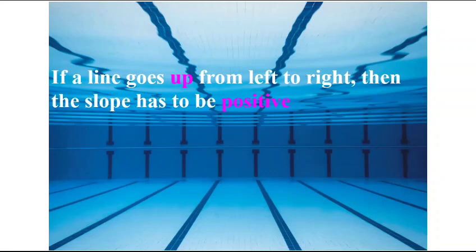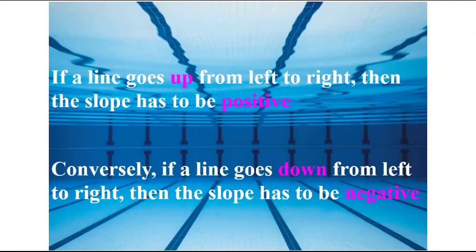If a line goes up from left to right, then the slope has to be positive, right? Like this one, this line goes up, this would be positive, right? Now we can go next. Conversely, if a line goes down from left to right, then the slope has to be negative.